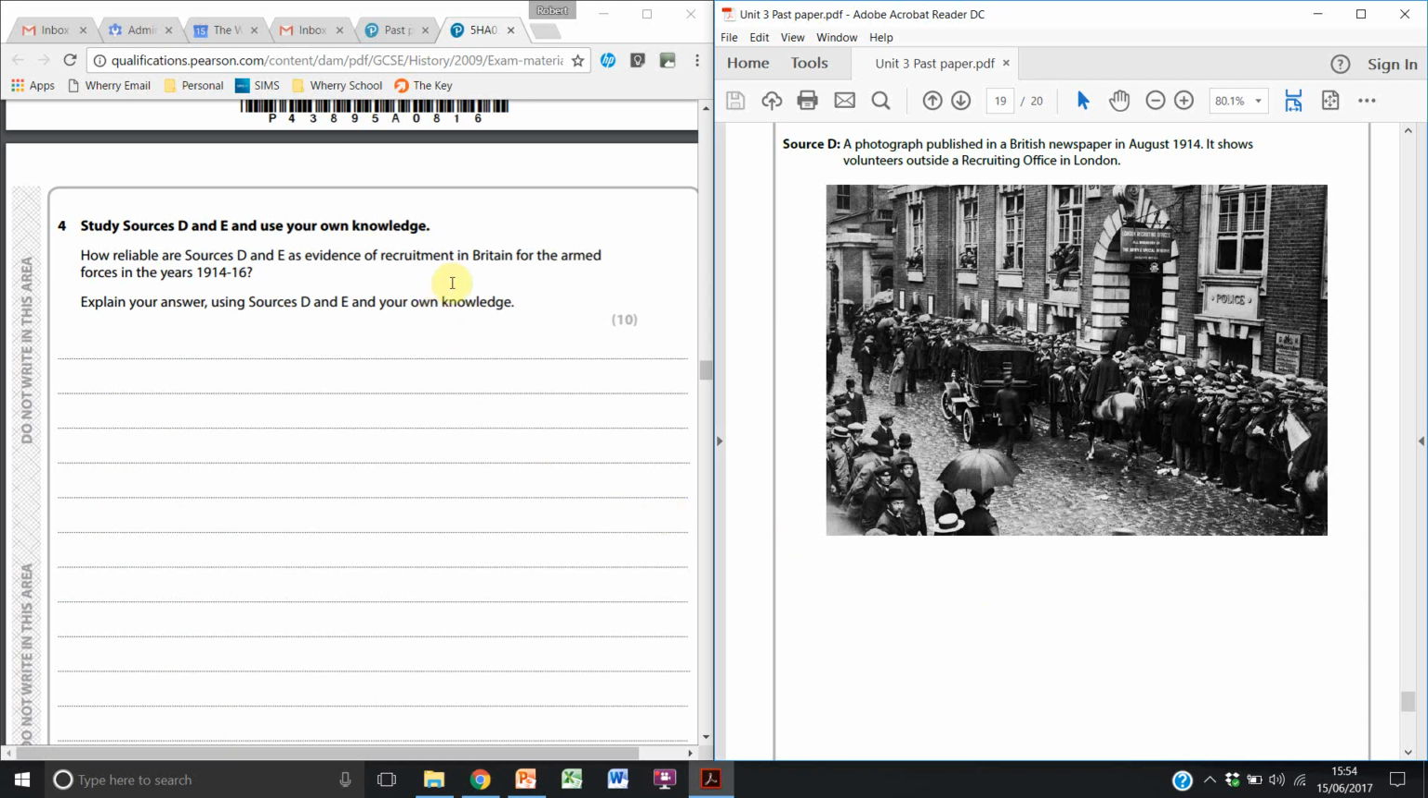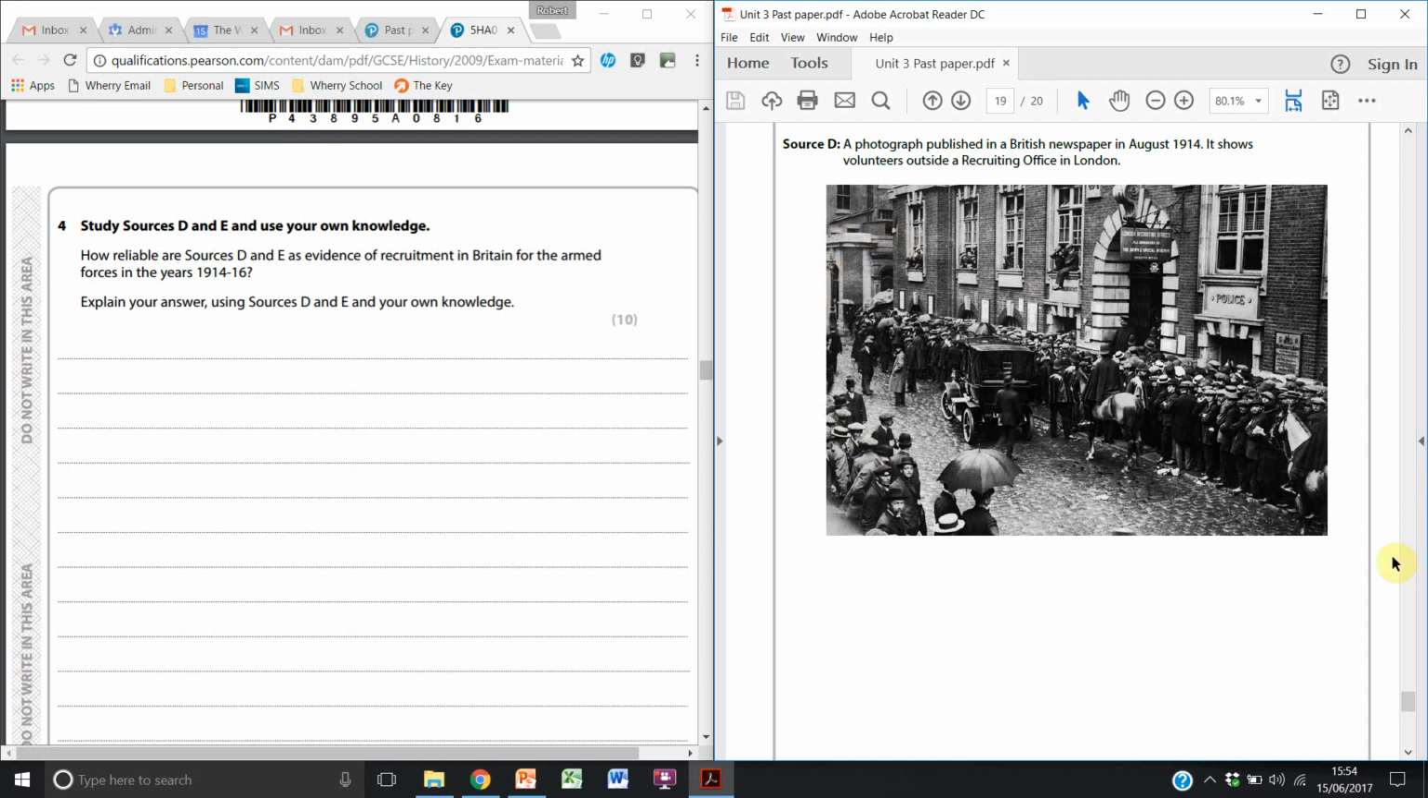But we also know, if you look at the question, it doesn't say 1914, it says 1914 to 1916. And we also know that during the war, that early enthusiasm very quickly tailed off, and the government had to start finding new ways of encouraging men to go and fight. So actually, the reliability of this source is reduced because scenes like this didn't last for long.